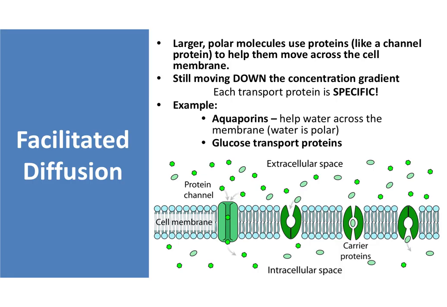All right, now, for facilitated diffusion, again, the big thing that you want to highlight here is this, okay? This is going through larger and then polar molecules, all right? So again, those with a slight charge to them use protein channels, all right? Those are the two main things here to help move across the cell membrane. Still going down the concentration gradient, still going from high to low, okay?